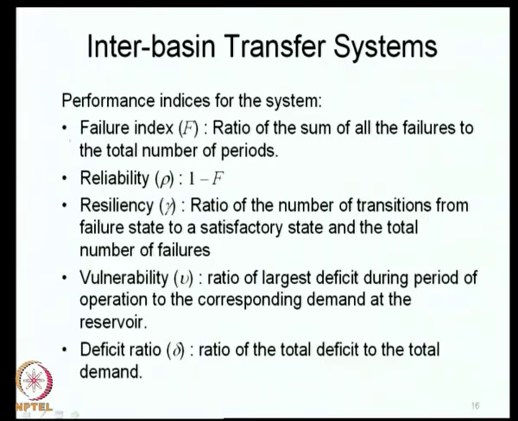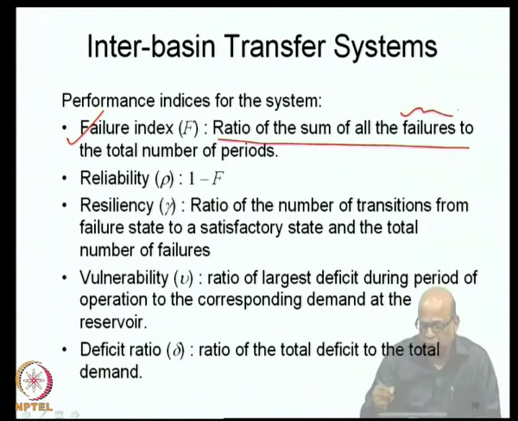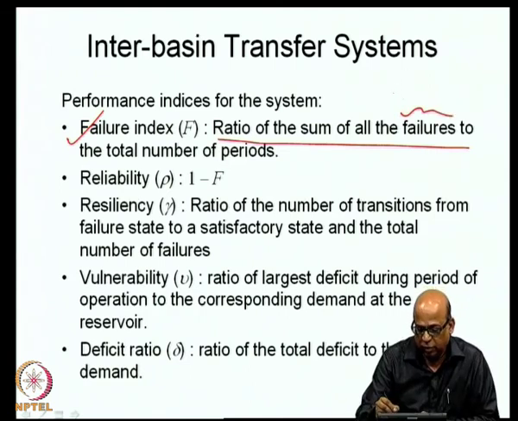So, these are the types of performance measures that we formulate. There are large number of such performance measures. We will take 4 of them. In fact, 5 we will take. First is the failure index. Simply take the ratio of the sum of all the failures. Now, failures we may define variously. We will simply say that inability to meet the demand is a failure.